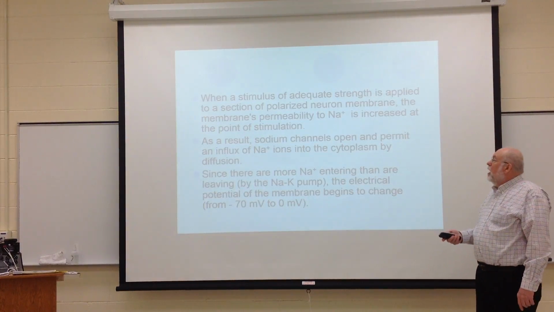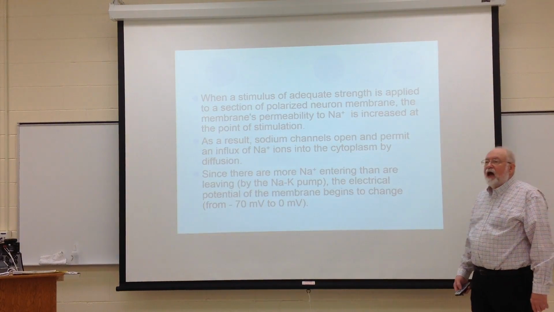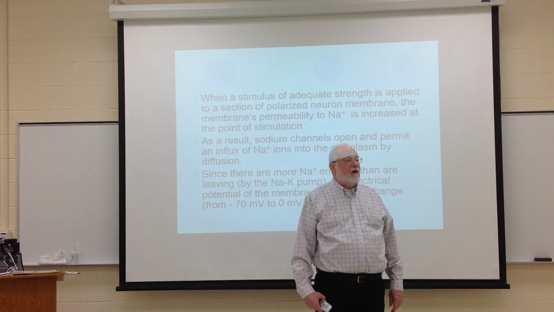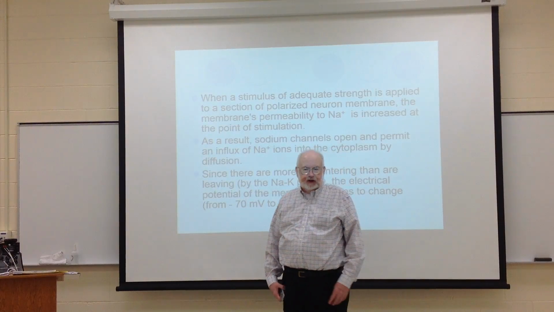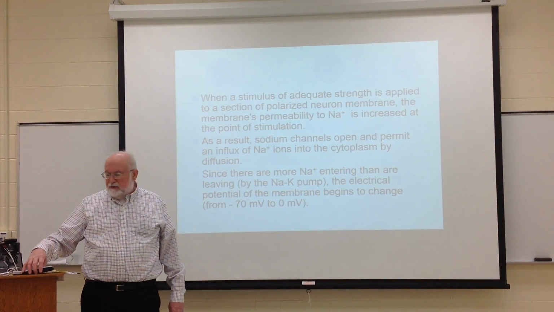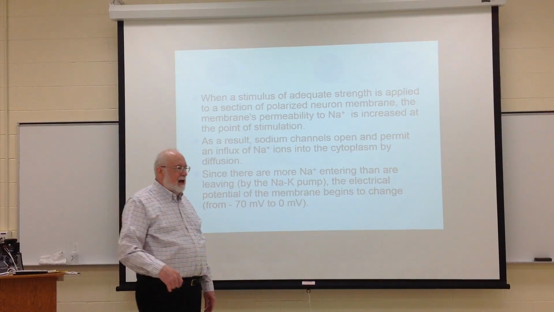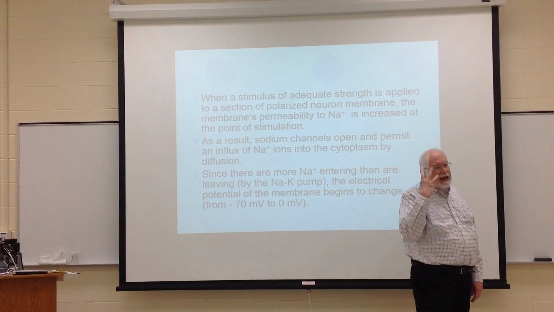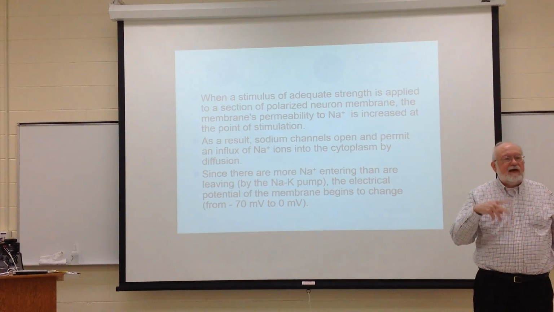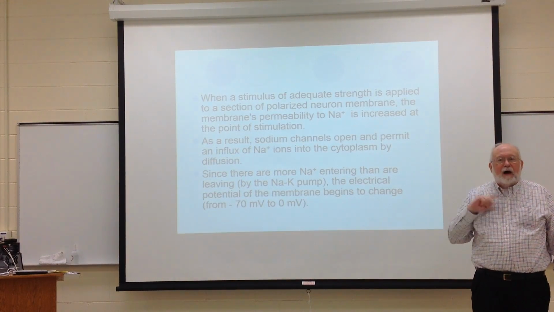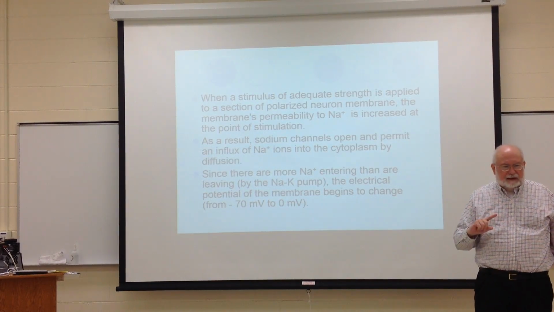Okay? Now, when it's time to get a nerve impulse started, what we can call an action potential, what happens? We have to apply a stimulus to a section of membrane. All right? How do you apply the stimulus? Well, there are three ways to do it. And we'll see that on a later slide, but I'm going to mention it right now. Number one, it can be chemically delivered, a chemical stimulus.